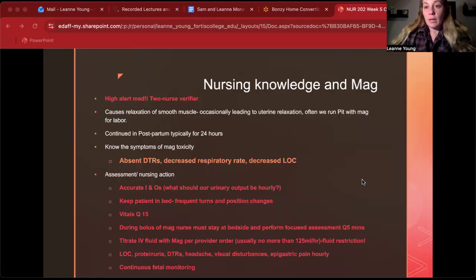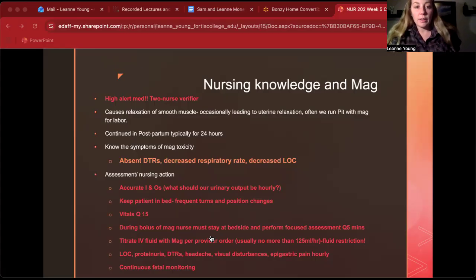There are some things that we need to know specifically about magnesium and the administration of magnesium because it is a high alert medication. So, what does that mean? We need to have 2 nurses verifying whenever this is initiated at the bedside. So, you need to grab a friend anytime you're starting magnesium and you're like, all right, Susie, I got to go get my mag bolus on this patient. She's preeclamptic. She has severe features. We need to get this mag started right away. So you need to have your friend come with you.